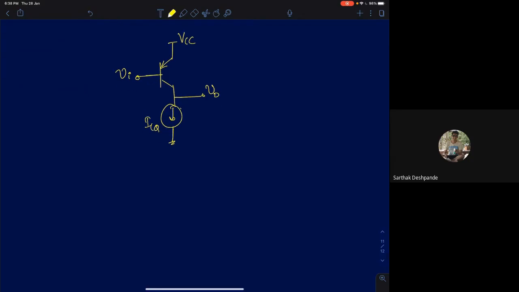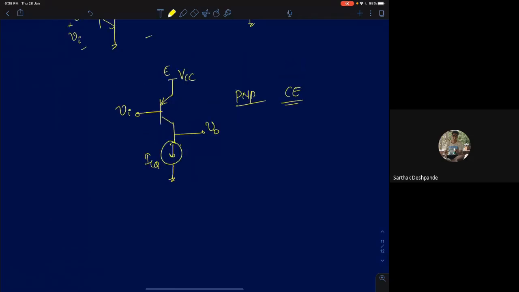This is a PNP common emitter amplifier, right? See, this is emitter, base, collector. This is a PNP transistor. So look, the input is at base, output is at collector. So the third terminal is common, and for this, it is the emitter. Common terminals will either be at the ground or they will be at the supply. As far as AC is concerned, they both are AC grounds.